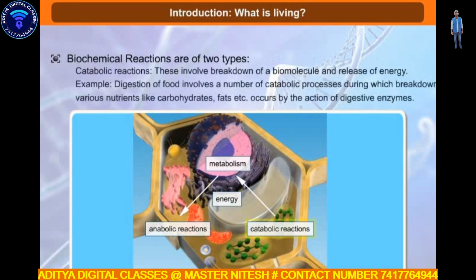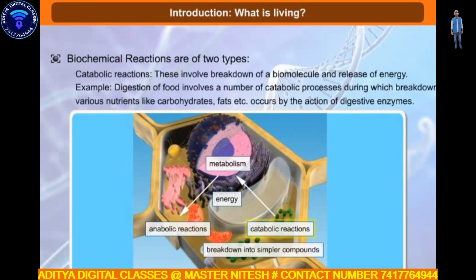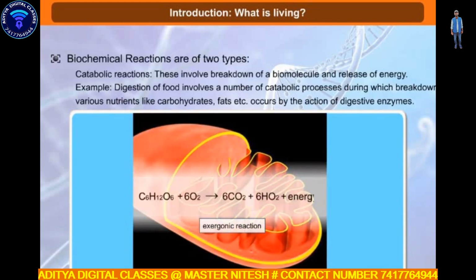2. Catabolic reactions. These involve breakdown of a biomolecule and release of energy. Example, digestion of food involves a number of catabolic processes during which breakdown of various nutrients like carbohydrates, fats, etc. occurs by the action of digestive enzymes.